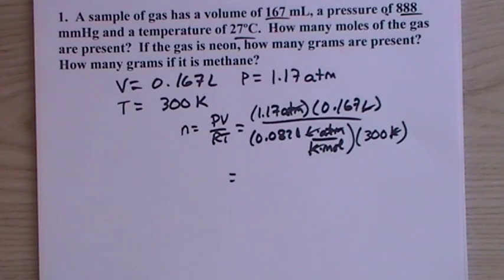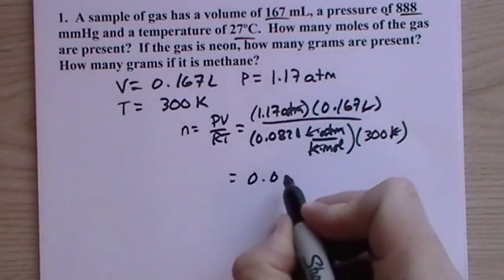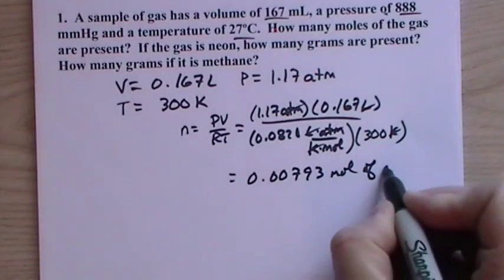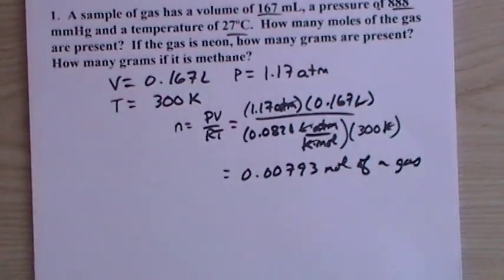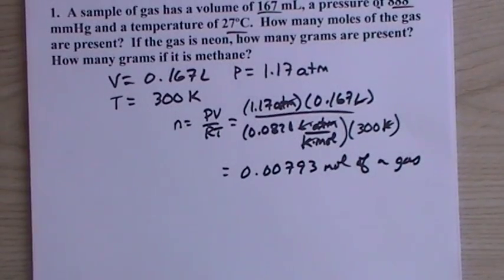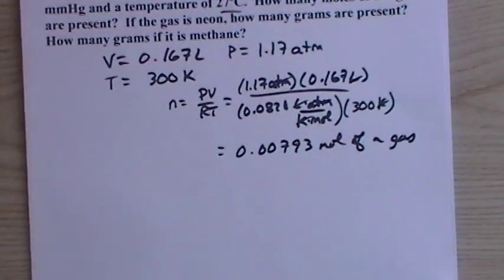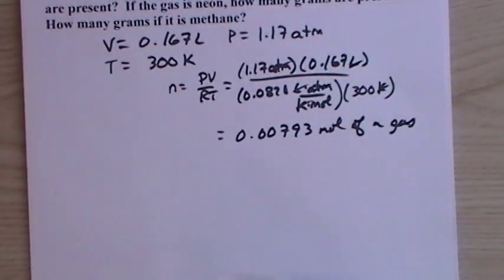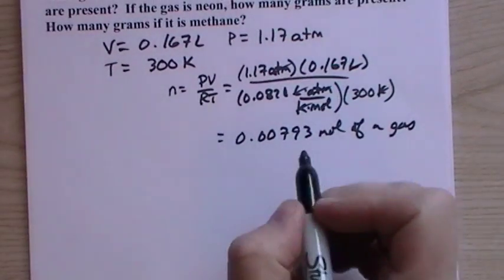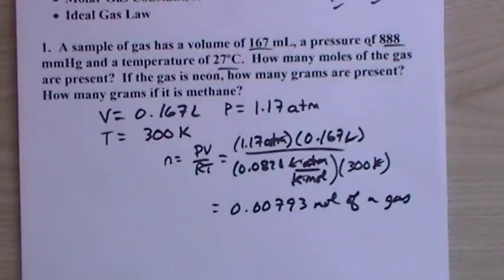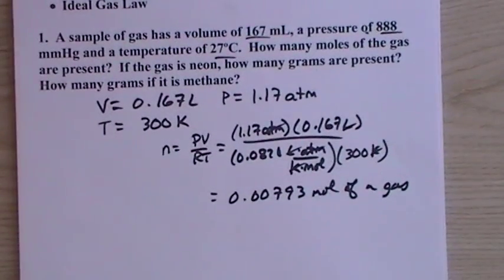About 300. We get 0.00793 moles of a gas. Ideal gas law says that all gases act the same way. That's an approximation, but it's a really good approximation, so we don't have to state what the gas is. All the gases should act about the same, but if we want to know the grams of neon, and we're assuming neon, or the grams of methane, we have to convert over.